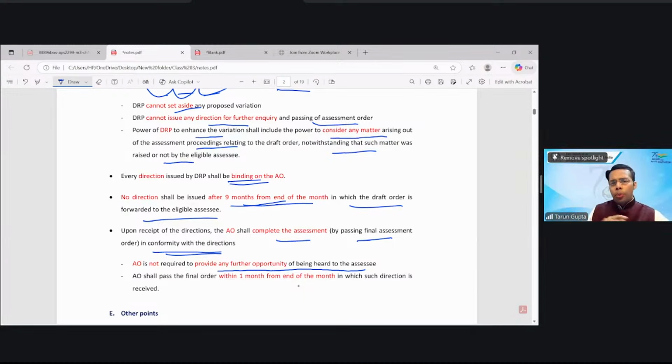So therefore, no opportunity is required to be given. AO shall pass the order. What's the time limit? Within 1 month from the end of the month in which the direction is received. So in both the cases, AO has time of 1 month.